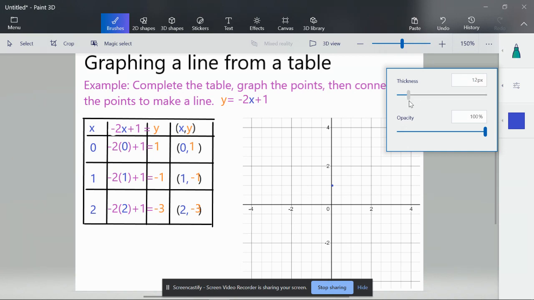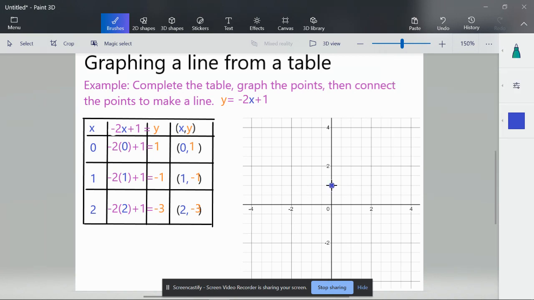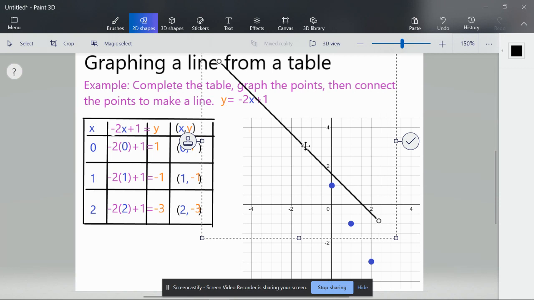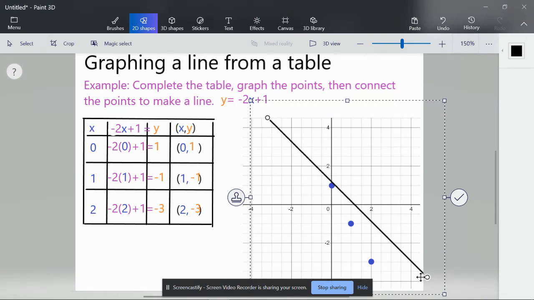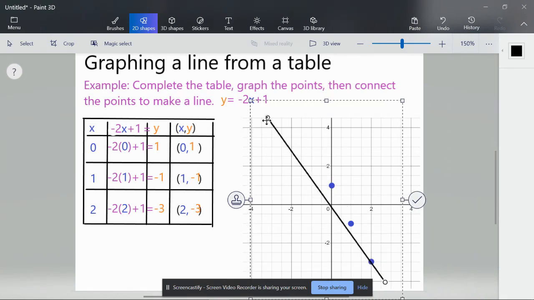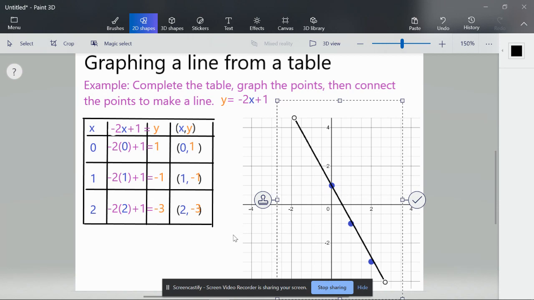And then make that a little bit easier to see. And then this next point is right 1, down 1. So I'm going to go right 1, down 1. And this last point is right 2, down 3. So those are our points. And then all we got to do is take our line and we just connect them into a straight line. And that is our linear equation. So that is how you graph an equation when you're given a table and you need to make a line.